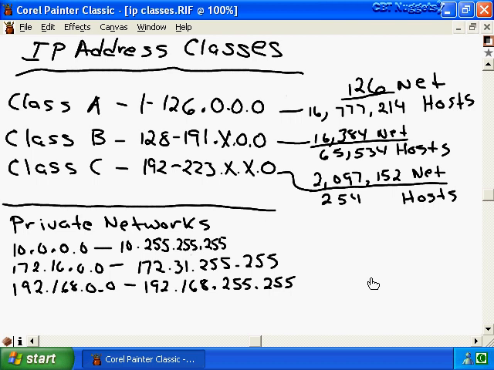Now you might be thinking to yourself, well, I thought you just said a moment ago that the subnet mask identifies which portion of the IP address is the network, and now you're telling me that a class is telling me which portion of the IP address is the network.